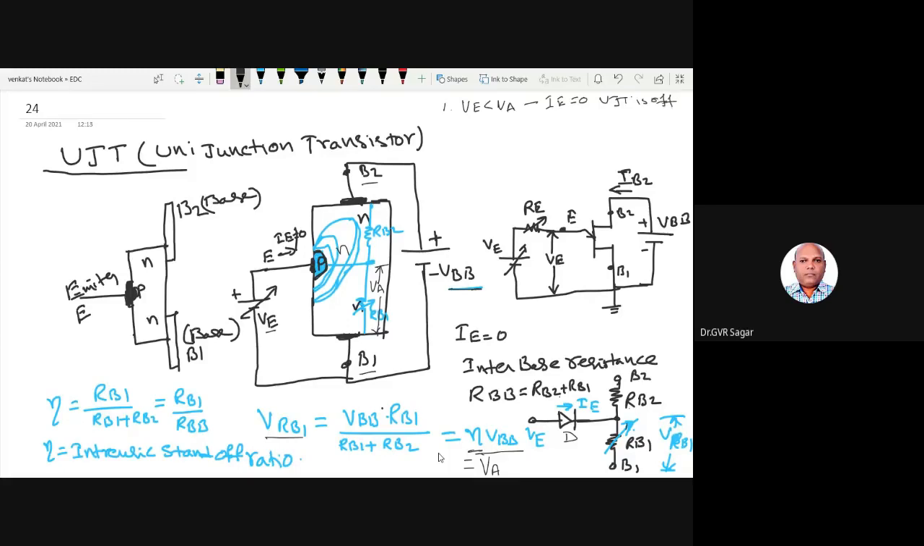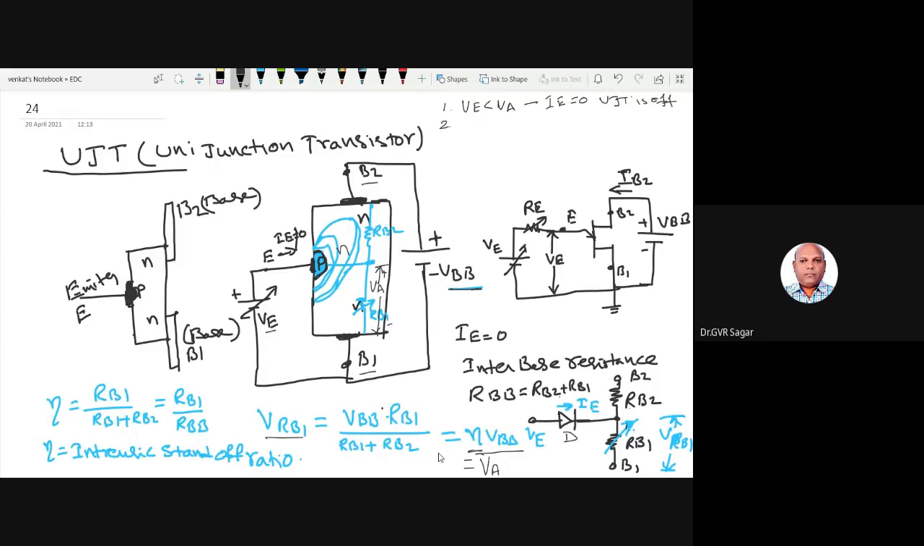UJT is off. That is the first condition. So, in the first condition, if there is only VA without VE, then the VA voltage is forcing this PN junction to be reverse biased. Because VA means this is the positive voltage, this is the negative voltage. Be careful: this positive voltage is given to the N region, right? And automatically this is connected to 0, negative. So the PN junction becomes reverse biased. This is the first condition.